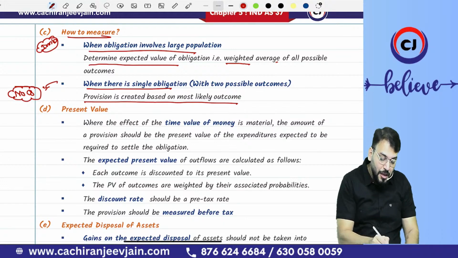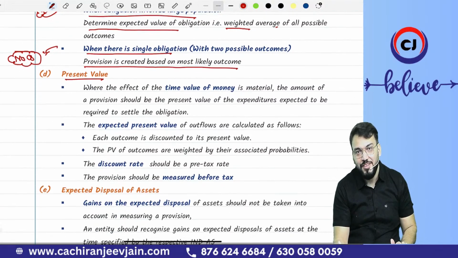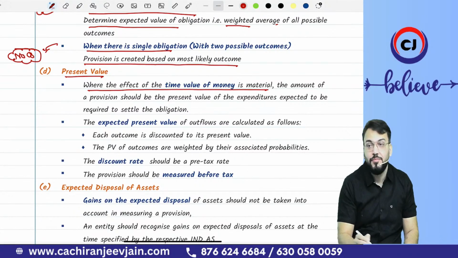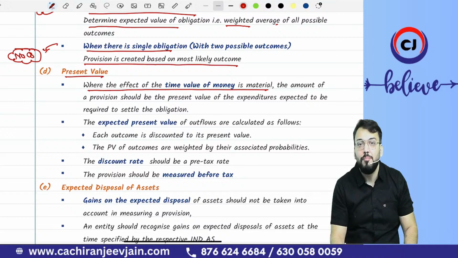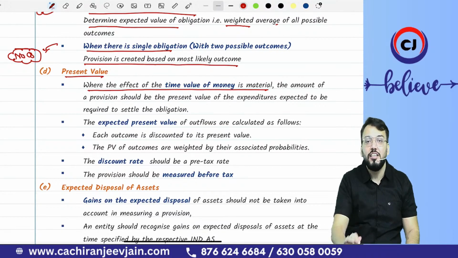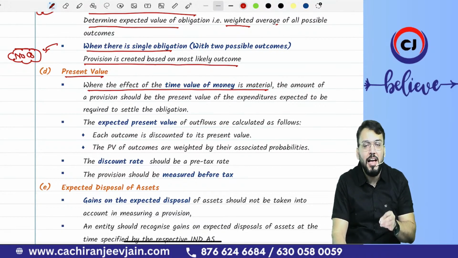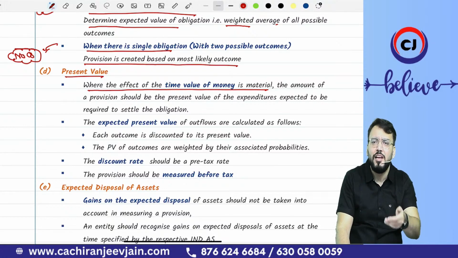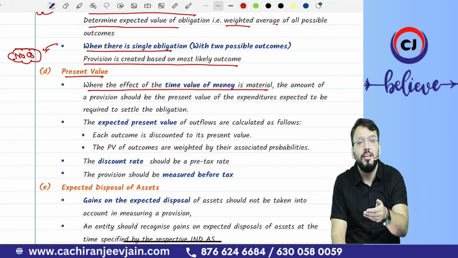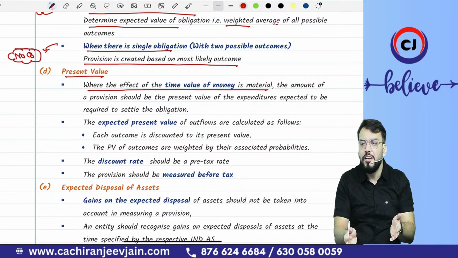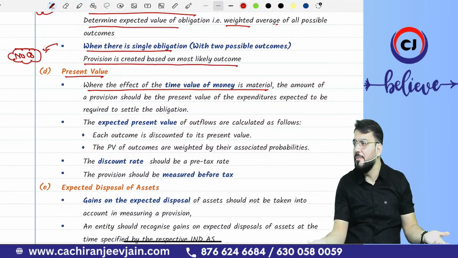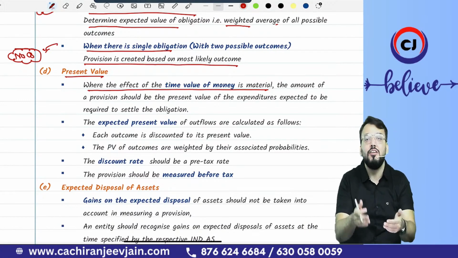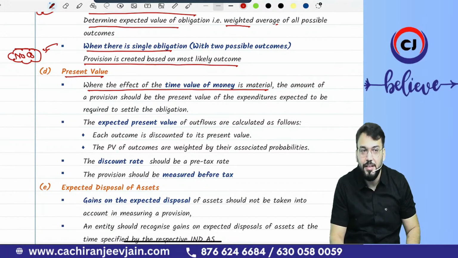Chalega? Yes. Now present value, already I have said. So when the effect of time value of money is material. Now sir, how will we understand that time value of money is material? As per the information given in the question. Means we are not supposed to decide whether time value of money is material or not. From the exam point of view, it will be based on the information given in the question. Practically, it will be decided whether time value of money is material or not. Correct now.